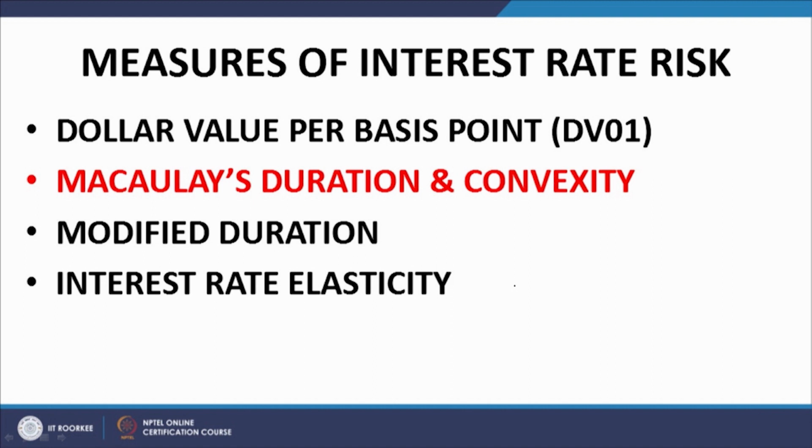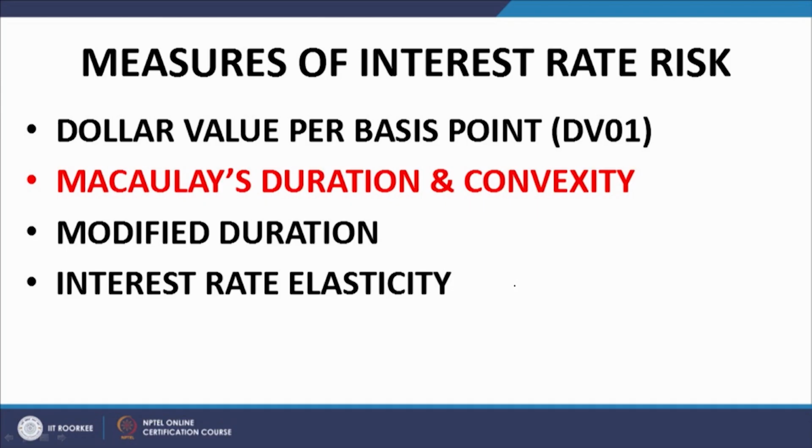Now, we talk about the measures of interest rate risk. There are 4 common measures of interest rate risk. The dollar value per basis point, that is also called the sensitivity. Macaulay's duration and convexity, this is the most common and the most rich in terms of literature, the most rich measure of interest rate risk. We have the modified duration, which is also called the volatility, and then we have the interest rate elasticity.